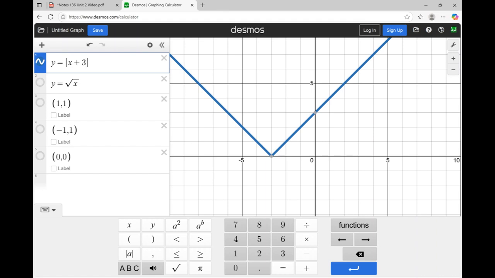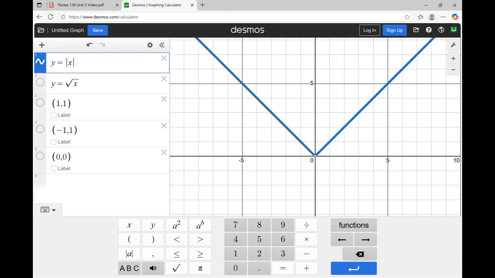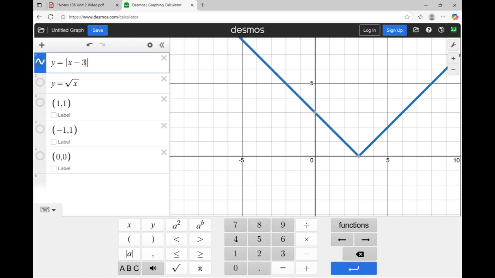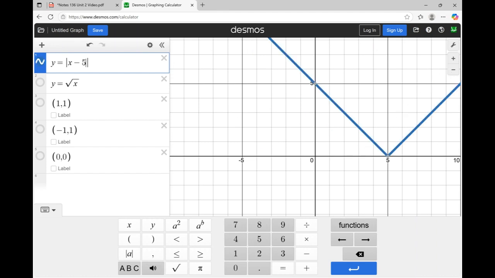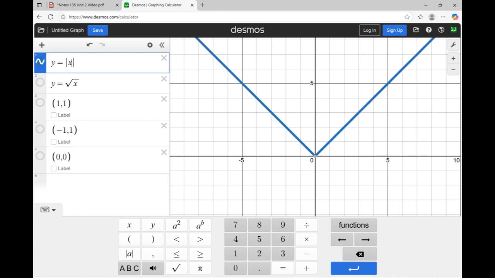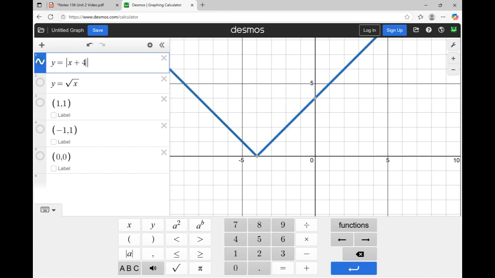And what do you think subtracting 3 is going to do? So here's our parent graph. What is subtracting 3 going to do? Yep, it went to the right by 3. And again, if we subtract 5, the whole thing, same picture, it just freezes and shifts to the right by 5 when we subtract. And if we added 4, it's going to shift left by 4.